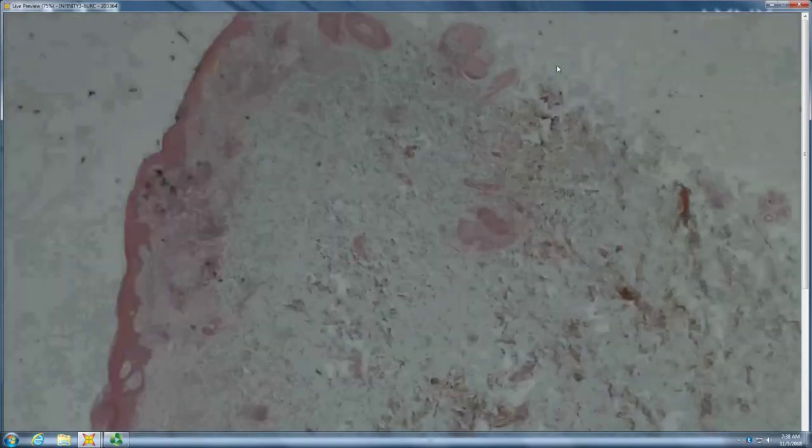It could have been picking at it, like trichotillomania of the beard area, or it could be alopecia areata or syphilis. I mean, that's kind of your differential with that.